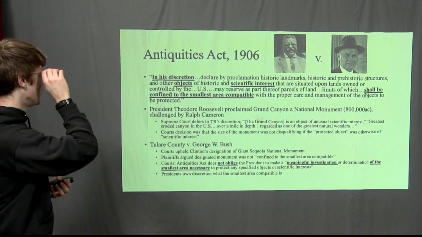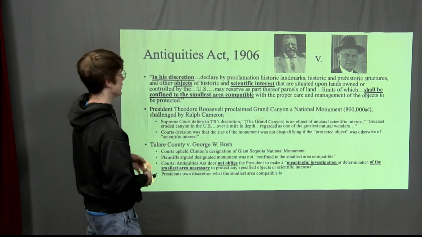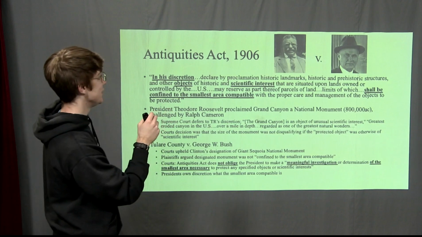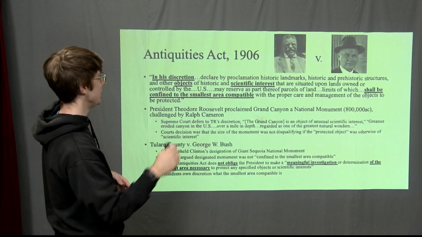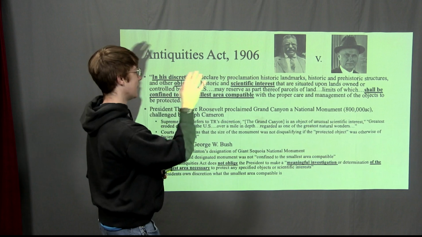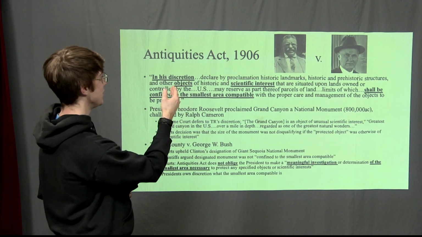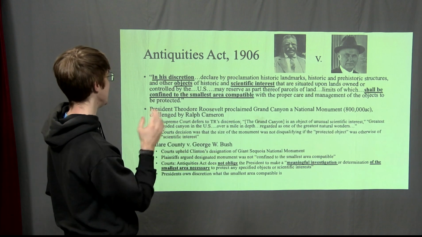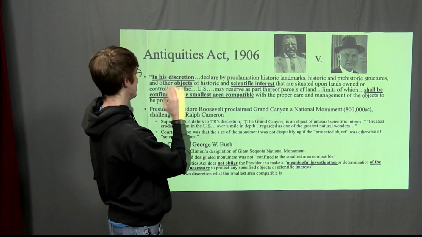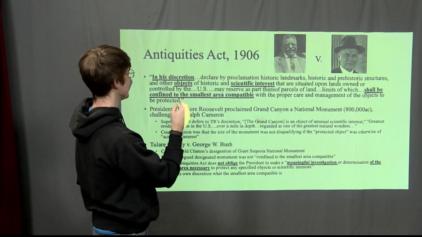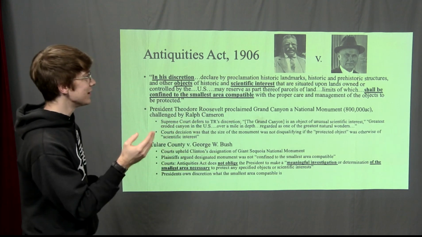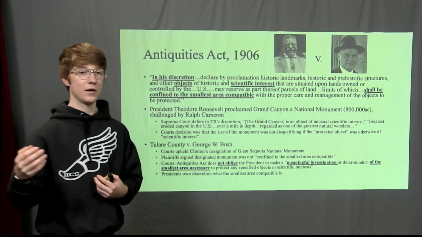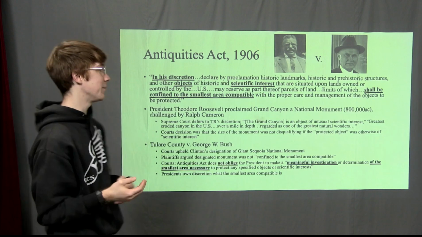But essentially, just looking at the language of the statute, it starts off with "in his discretion," and then it lists off, "declared by proclamation," the whole gamut, and then the limits, which "shall be confined to the smallest area compatible with the proper care and management of the objects to be protected." So, you read that and it does sound like there's a little bit of a limit there, that it has to be the smallest area compatible.